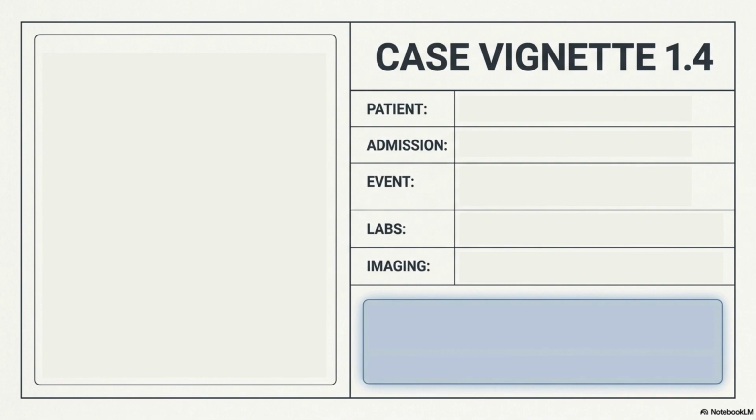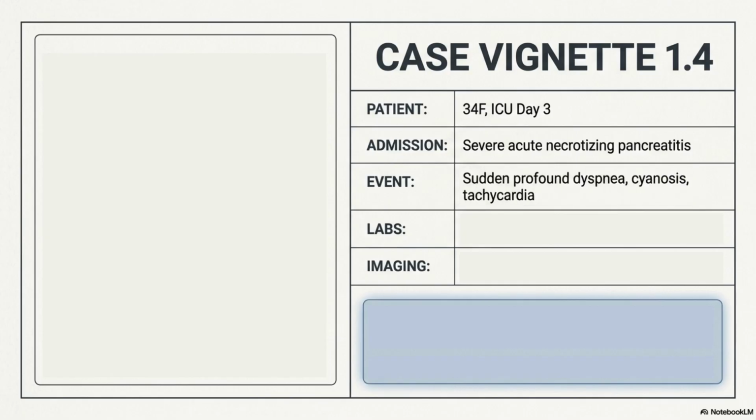Look at the case vignette on your screen. You have a 34-year-old female, ICU day 3. Her admission diagnosis: severe acute necrotizing pancreatitis. Suddenly there is an event. She develops profound dyspnea, cyanosis, and tachycardia.